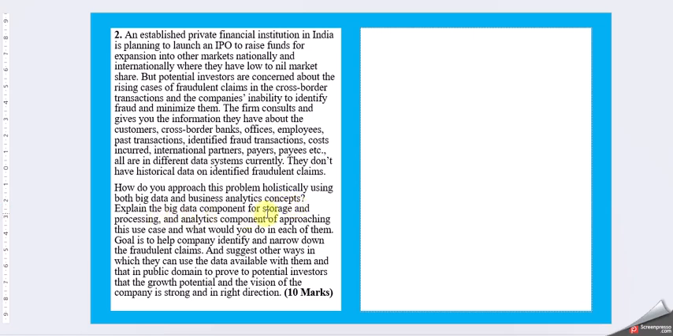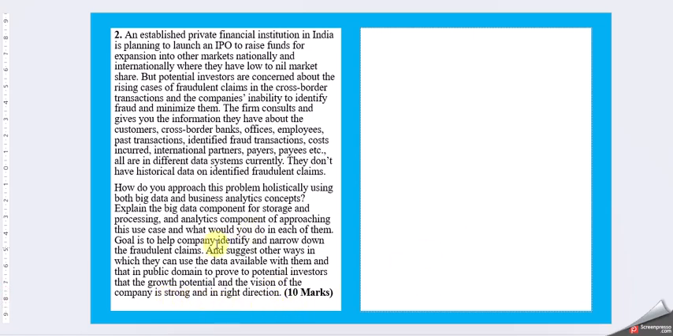Explain the big data component for storage and processing, and the analytics component of approaching this use case, and what would you do in each of them. The goal is to help the company identify and narrow down the fraudulent claims and suggest other ways in which they can use the data available with them, and that in the public domain, to prove to potential investors that the growth potential and the vision of the company is strong and in the right direction.